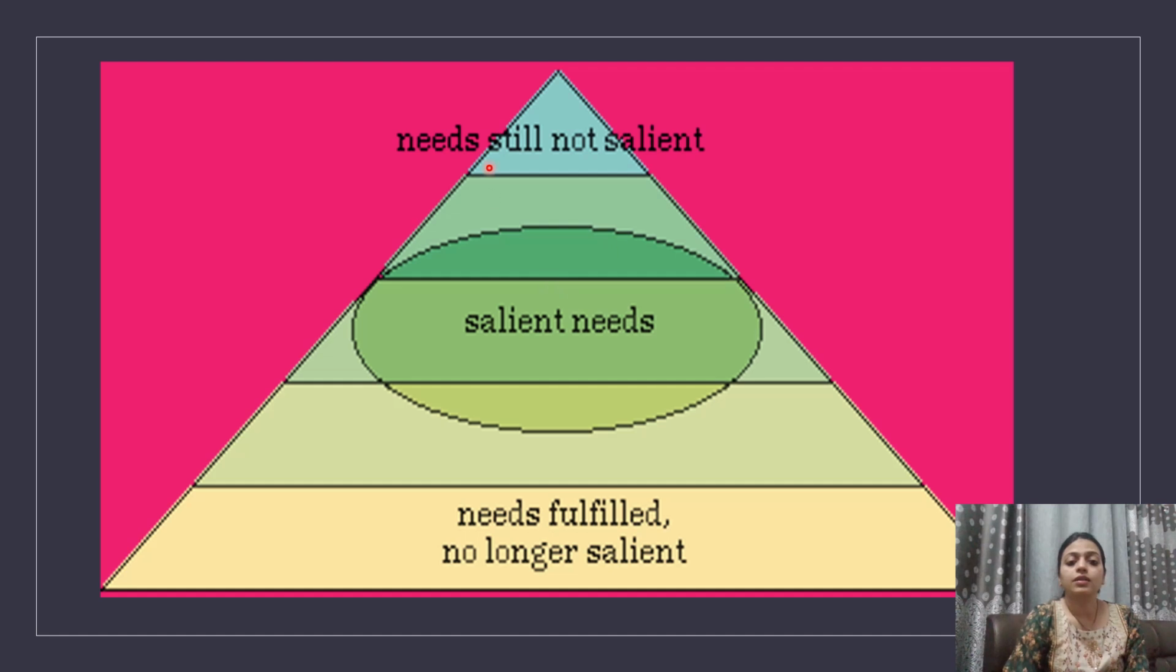But there are certain needs which are still not salient, because only once we fulfill the current needs can we come to the needs which are next on the ladder.